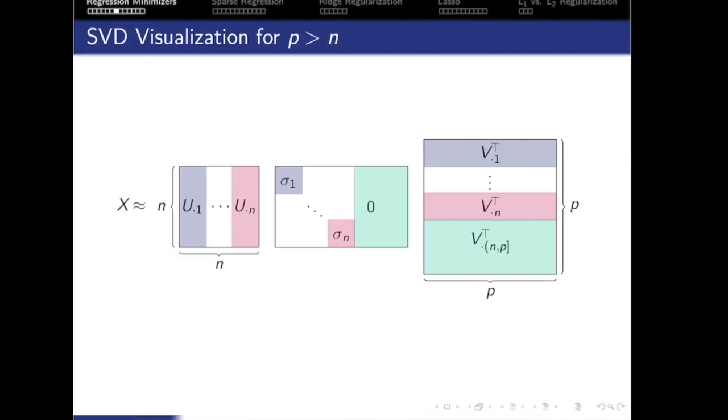And then we had also this visualization. This is for the case where p is larger than n. You see here that we have a block of zeros which has a dimensionality of p minus n.